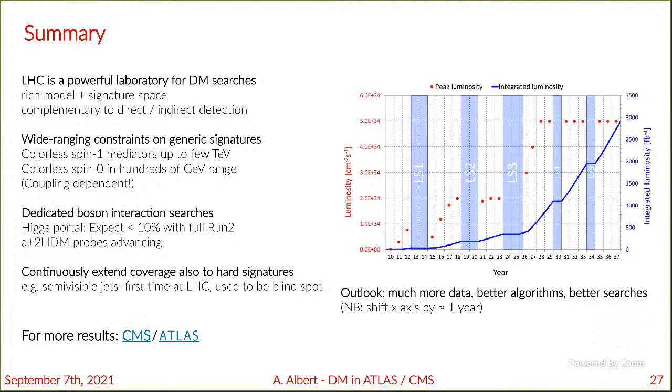That's the Higgs portal 10% threshold that we're currently working on, and stay tuned for how far that goes below the 10%. And on the right-hand side, the very last thing I want to say is there's a lot to come, because many of these searches are still statistically limited. The increasing luminosity that we're going to get in Run 3 and beyond is really going to be great for these searches. Thank you.